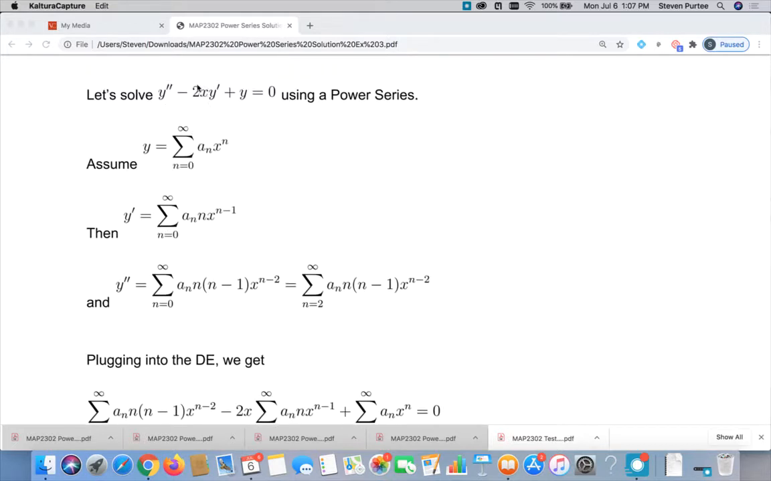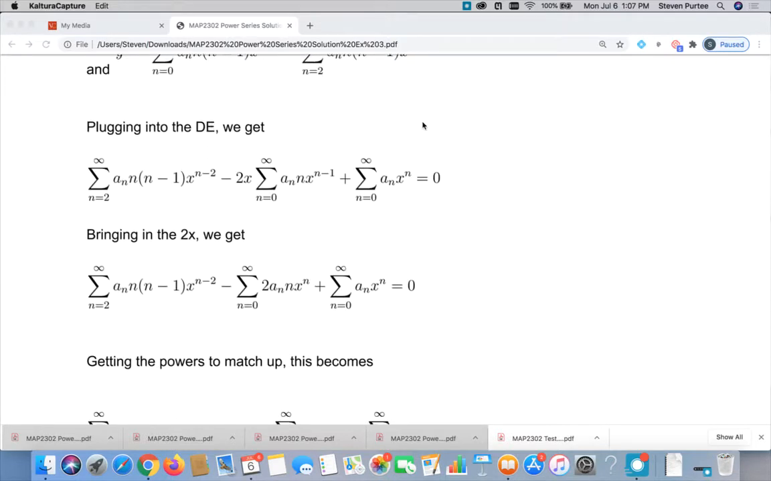Okay, so plug the second derivative, first derivative, and original back into the DE. Don't forget about that minus and that 2x. And we get this. Bring that 2x in. So x times x to the n minus 1 gets me up to x to the n. So these two sums here both have x to the n and they both start at 0. That makes me happy. This guy doesn't fit the pattern though. He starts at n equals 2 and his power doesn't match these guys. We need them all to match.